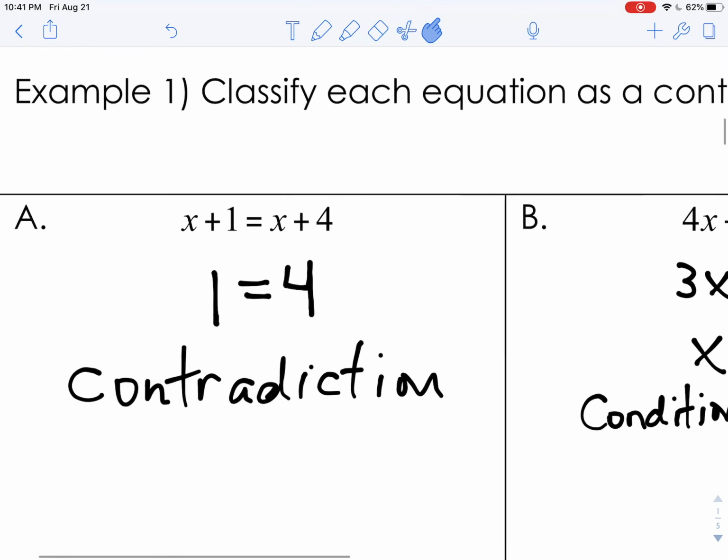Well, first of all, we have x plus 1 equals x plus 4. You can subtract x on both sides, and you get 1 equals 4, which is obviously not true. So whenever you get an equation that makes no sense, like 1 equals 4, we call that a contradiction, and we're done with that one. There's nothing you can put in for x on both sides, of course, that would make that equation true.